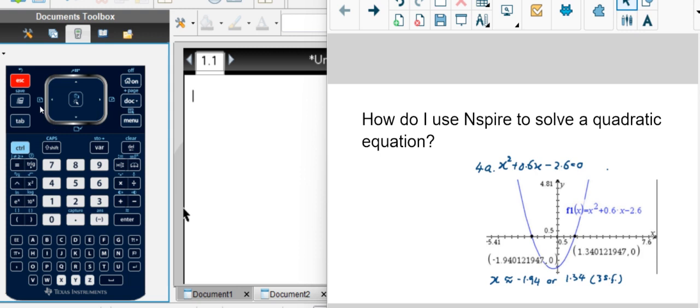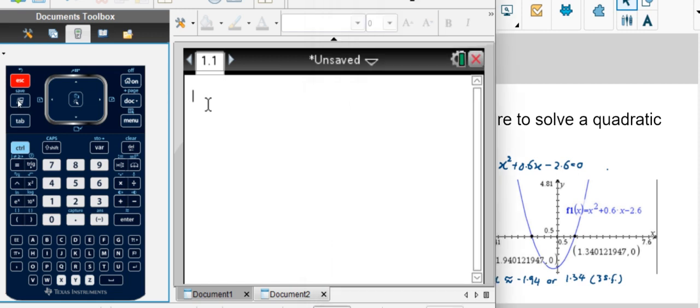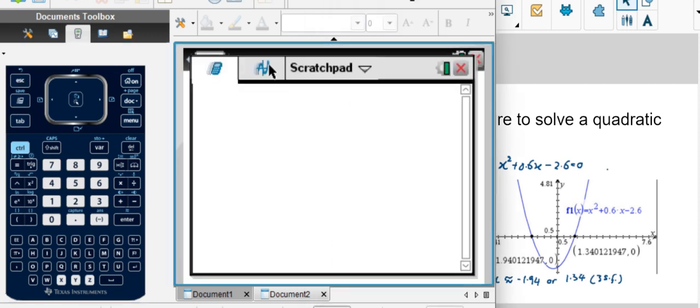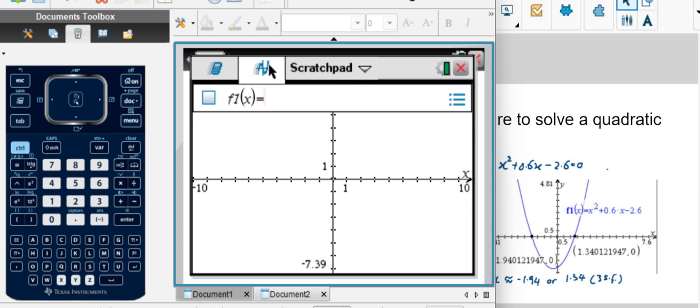The graphical method will require us to first press this button, because here is for calculation sketchpad. So you press this button, right? You go to here for graphing, and now you put in your equation.